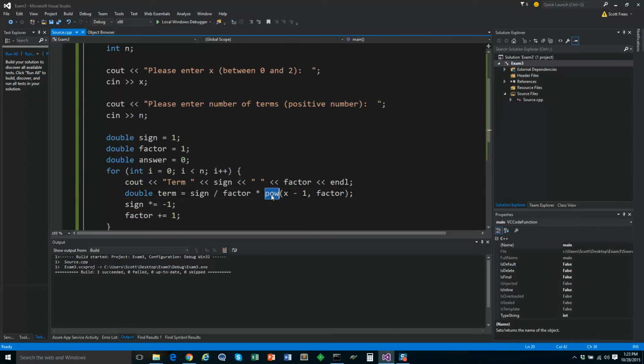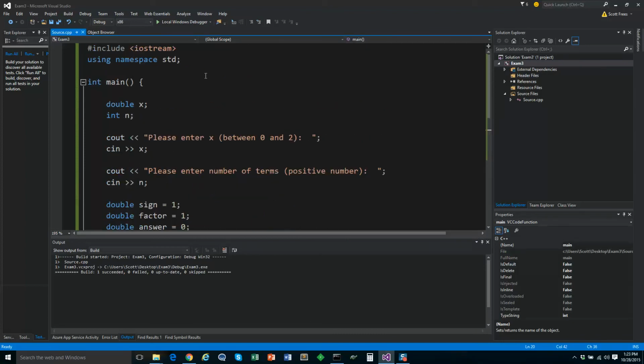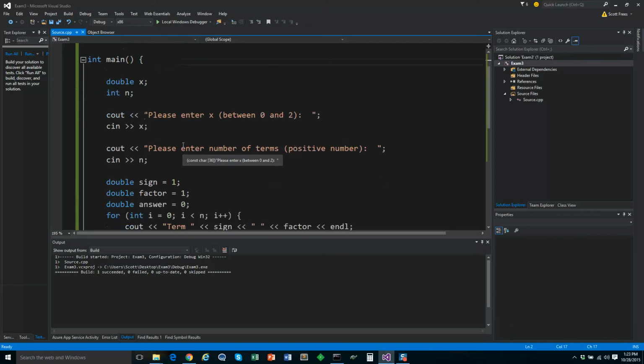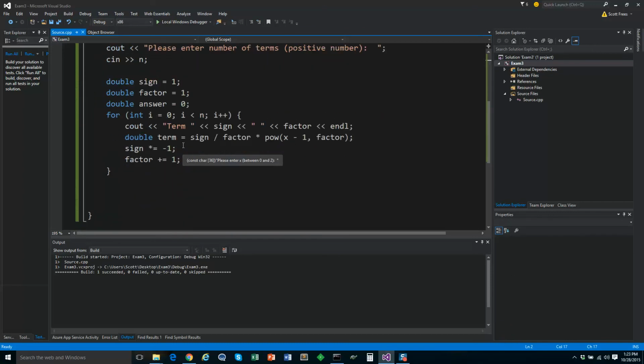pow. A number of people left the CMath include out. Please, again, remember you don't want to do that. Visual Studio will compile without it, but on other systems it does not. And I'm really going to be interested in testing your system on those.